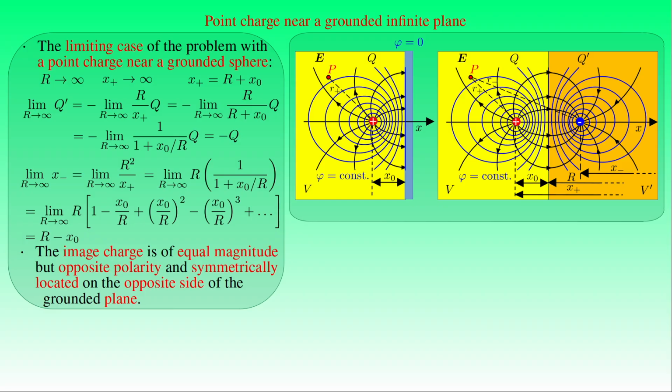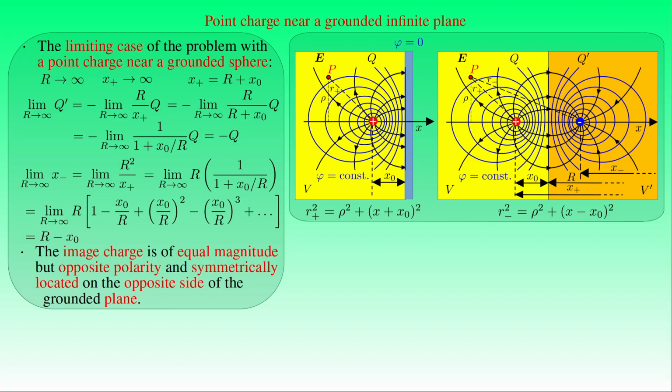We will use the cylindrical coordinate system to describe the electric field because of its axial symmetry about the x-axis. The radial coordinate ρ of the point P is given by its distance from the symmetry axis, and the x-coordinate plays the role of the vertical coordinate normally denoted by z. Then the square of the distance r sub plus between the point P and the point charge Q is equal to ρ squared, plus the square of the sum of x and x naught. Similarly, the square of the distance r sub minus between the point P and the image charge Q' is equal to ρ squared, plus the square of the difference between x and x naught.